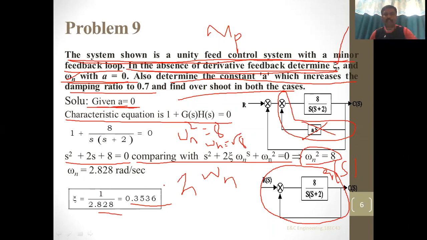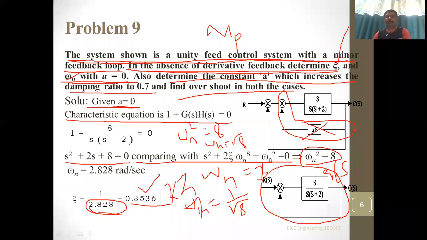Sorry, yeah. 2 xi omega n is equal to 2. 2 can cancel. What is omega n or what is xi? Xi is equal to 1 divided by omega n, that is root of 8. Root of 8 is 2.828, so 1 divided by 2.828 is 0.3536. Is it okay?